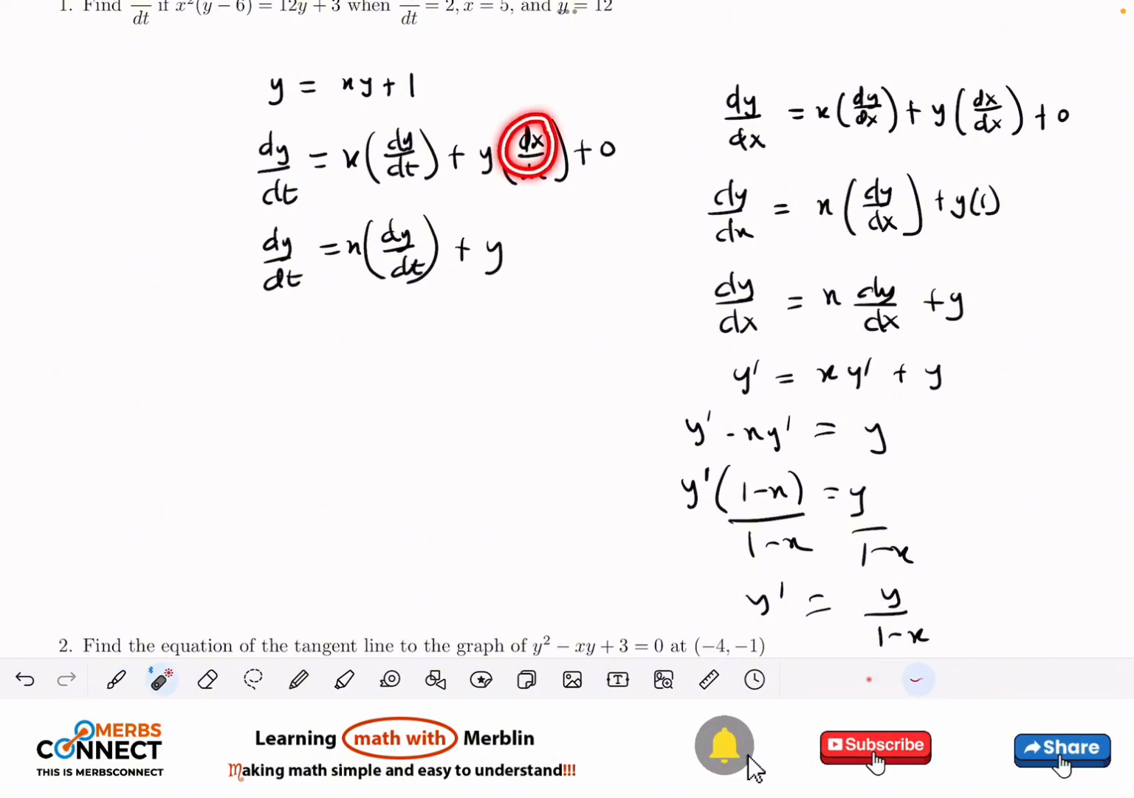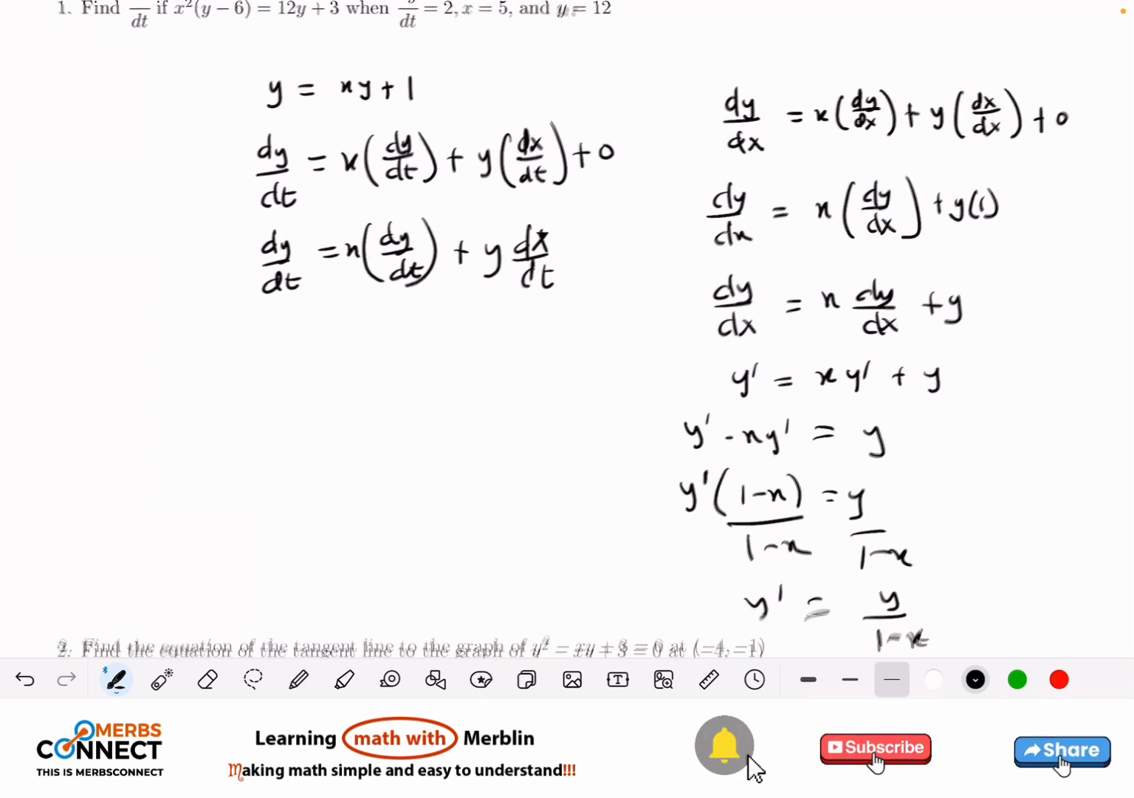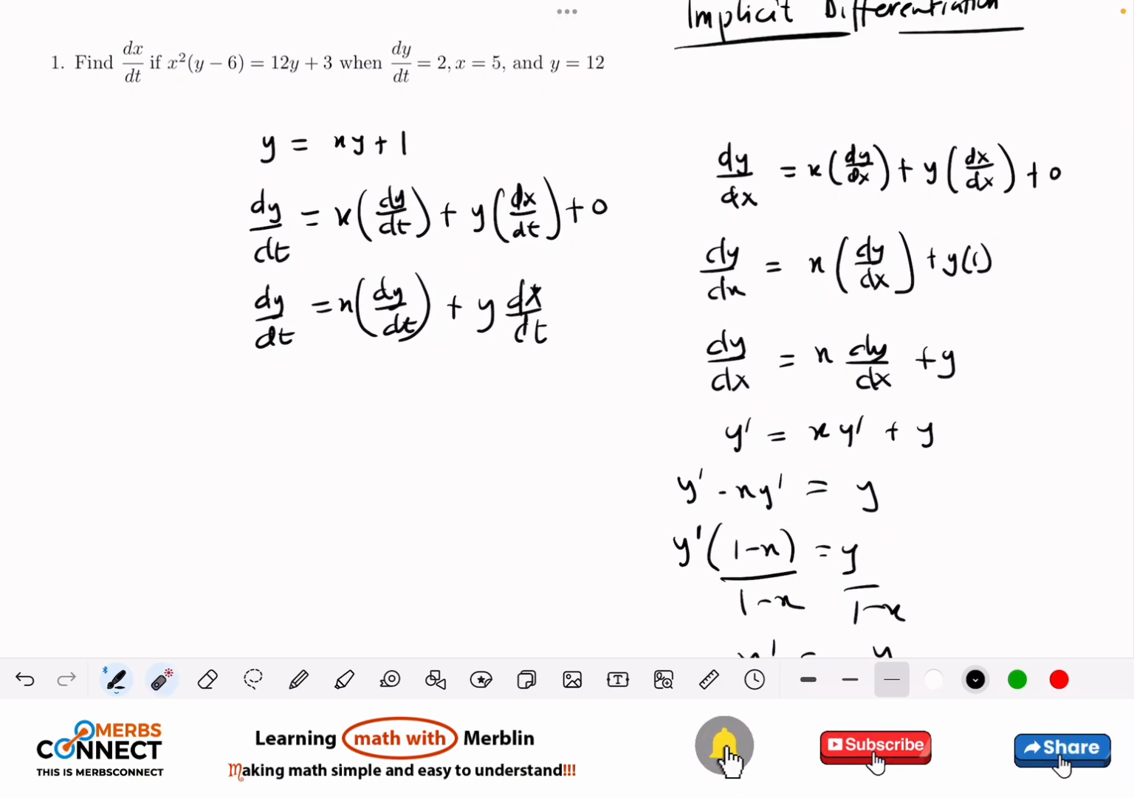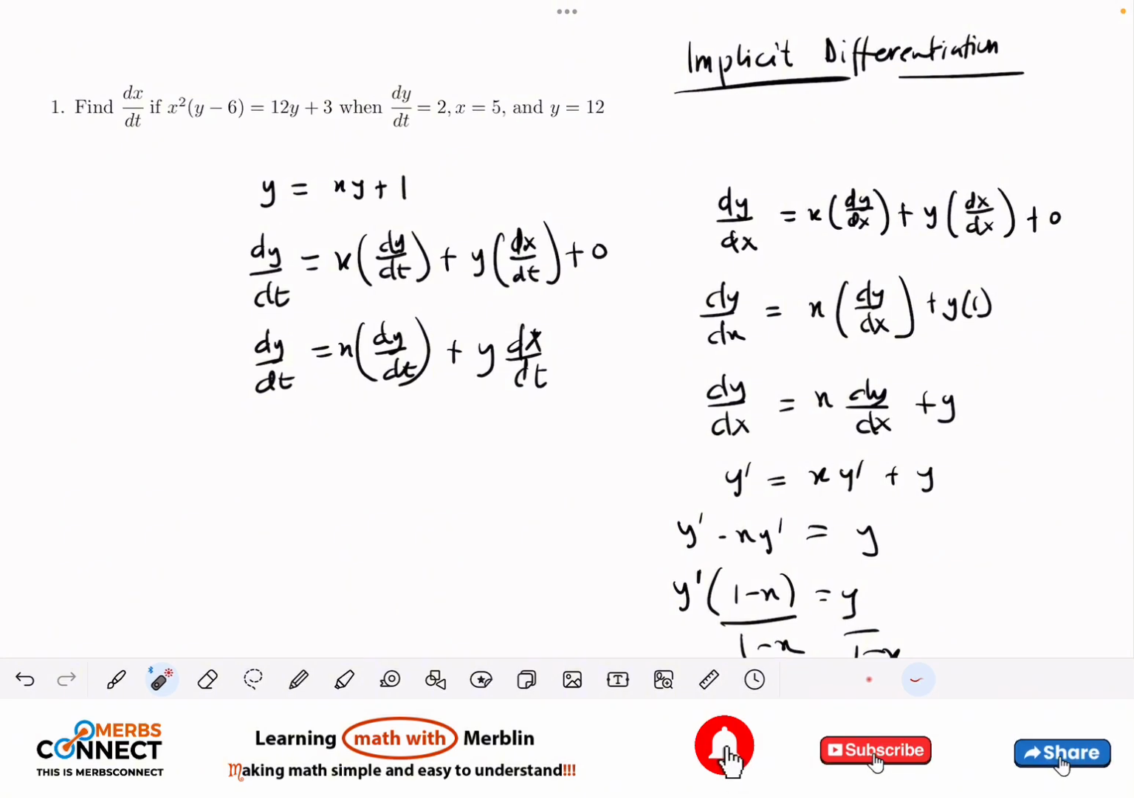Now this one, we are not going to get 1 as we had here. Why? Because this one we were differentiating with respect to x. So here we had dx over dx. Now this one is dx over dt. So still we are going to have it to be dx over dt also. So that is the difference between when I'm differentiating this function with one of the variables, which is x.